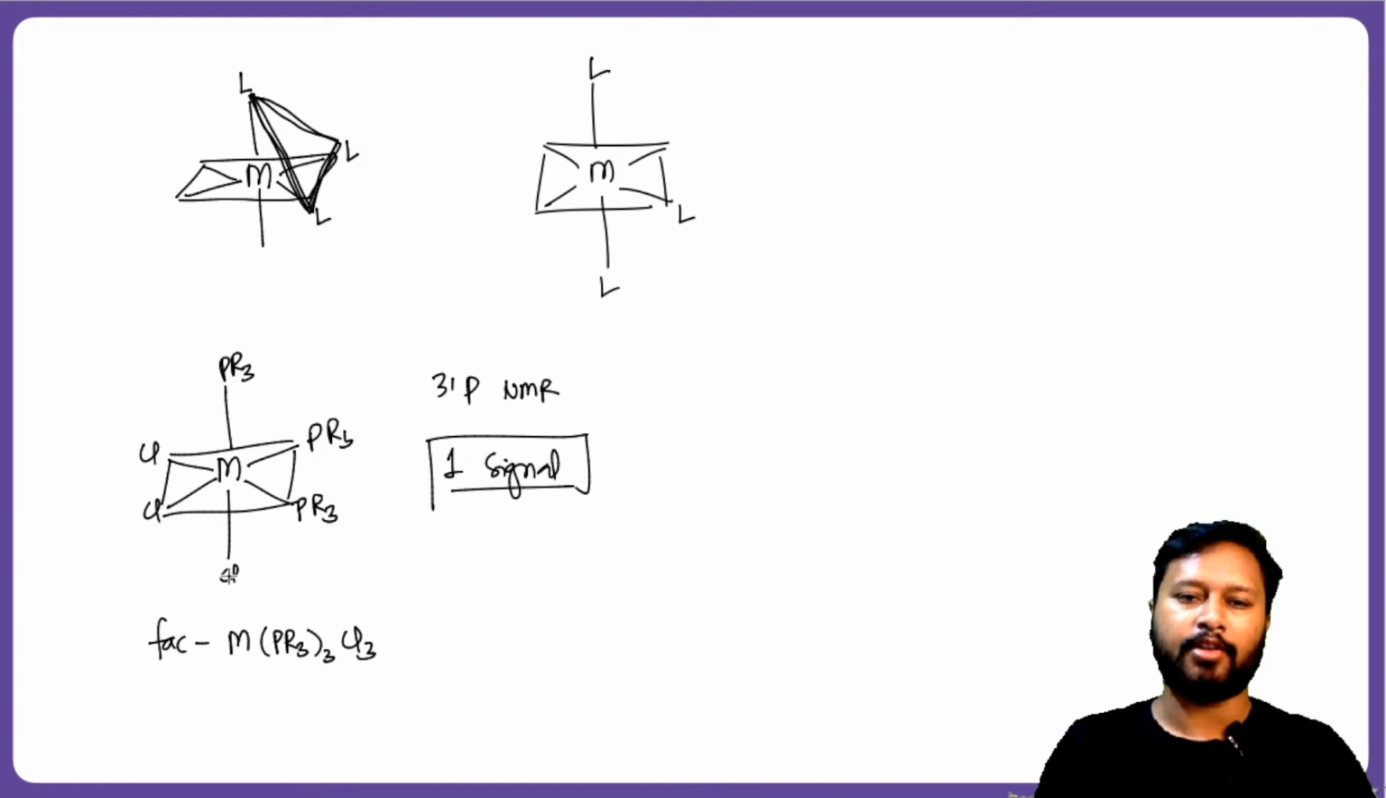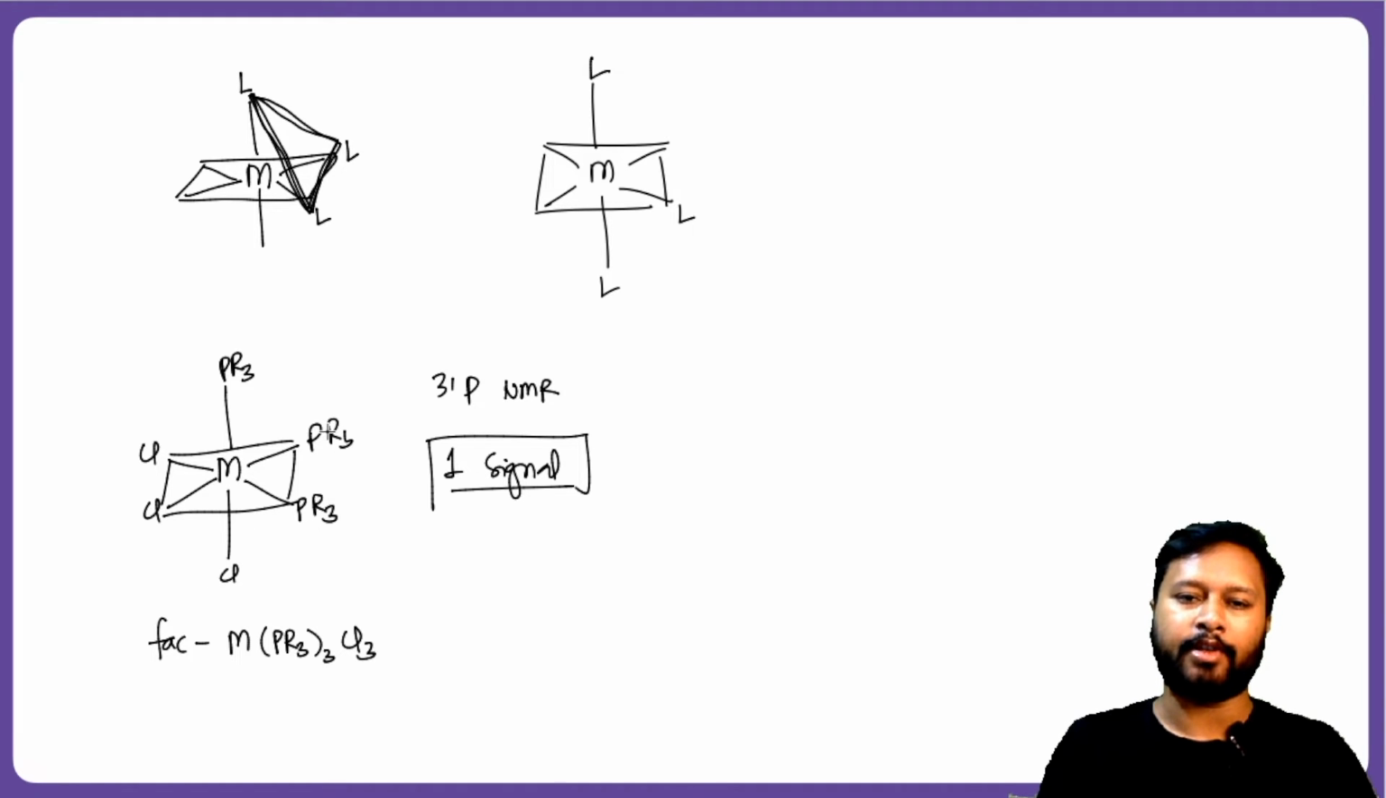See, this is trans to chlorine, this is trans to chlorine, this is also trans to chlorine, and it is perpendicular to 2 phosphorus, sorry, it is cis to 2 phosphorus and 2 chlorine. This is also cis to 2 phosphorus and 2 chlorines here. These are the chlorines which we are going to look for.